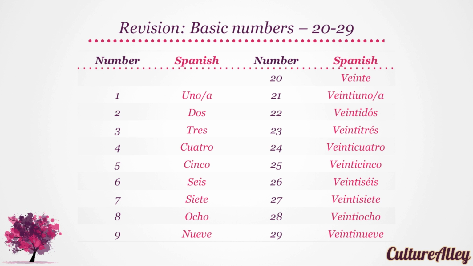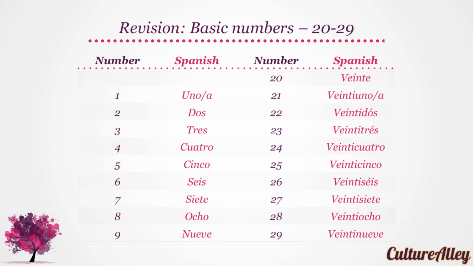Let's look at the translation of numbers from 20 to 29. 20 will become veinte. Can you recall that the numbers after 20 are translated as veinte plus units number in Spanish? Make a note of the additional accent mark for numbers ending in 2, 3, and 6 while combining them to form numbers from 21 to 29.